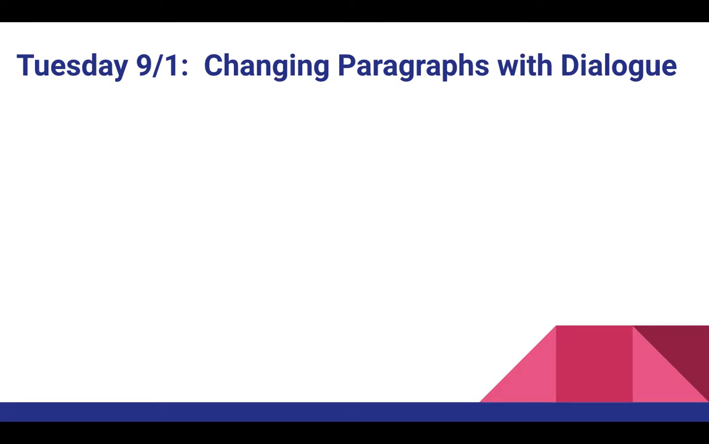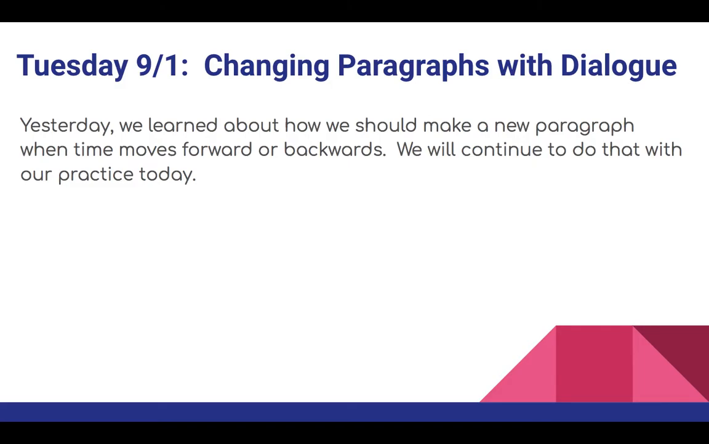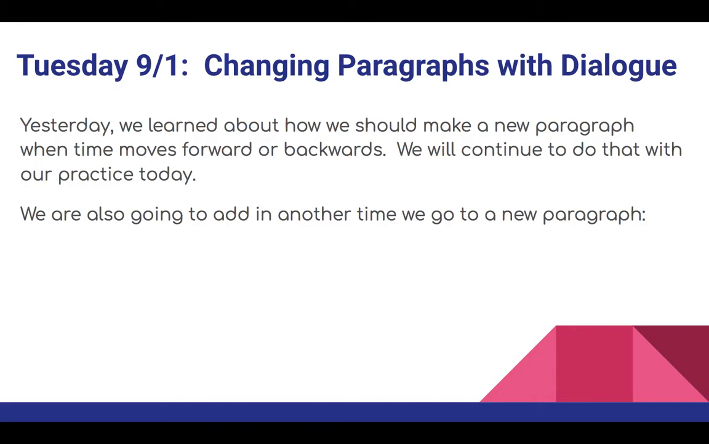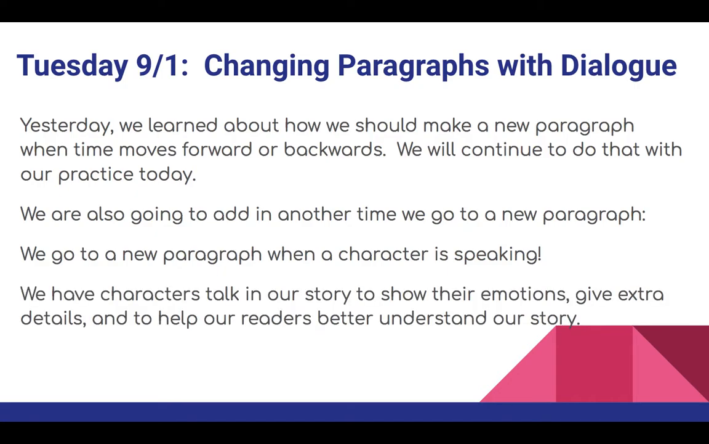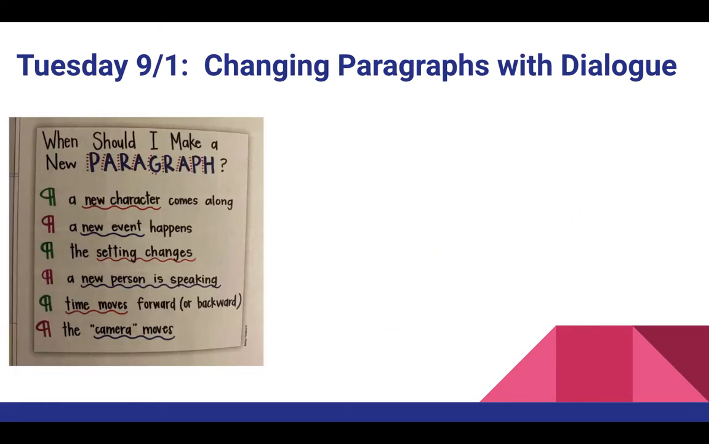But now we're going to talk about changing paragraphs with dialogue. So we learned about how we should make a new paragraph when time moves forward or backwards. We're going to continue to do that with our practice today. But we're also going to add in another time that we go to a new paragraph. So we go to a new paragraph when a character is speaking. We have characters talk in our stories to show their emotions, to give extra details, and to help our readers better understand our story.